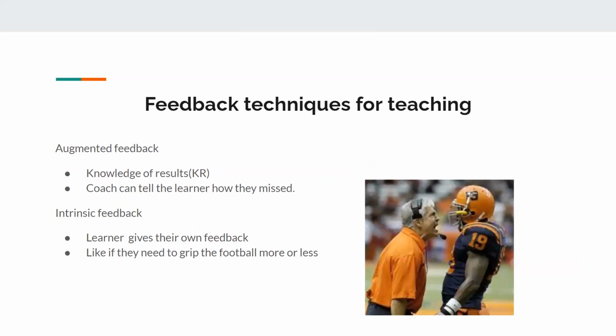Feedback techniques for teaching. One of them is augmented feedback, which is performance-related influence typically from an external source. One of the two types of augmented feedback is knowledge of results. That's basically a coach telling the learner how they missed, if it's high or low, or to the right, to the left. Then intrinsic feedback is sensory information that is naturally available. So the learner gives their own feedback, like if they need to grip the football more or less.